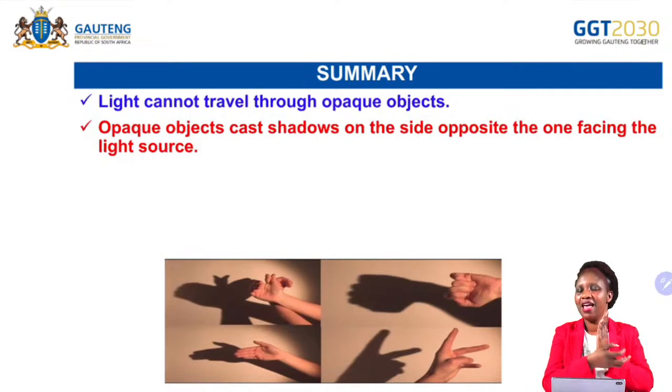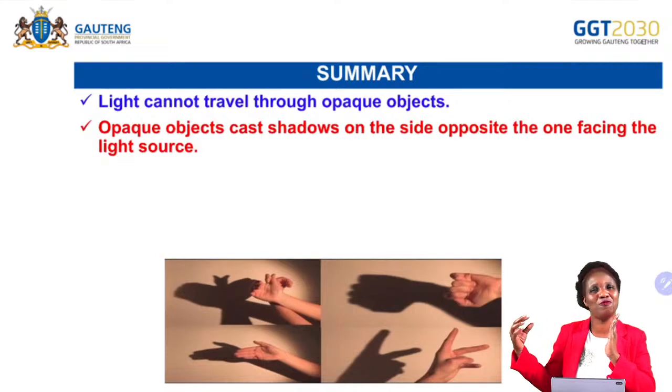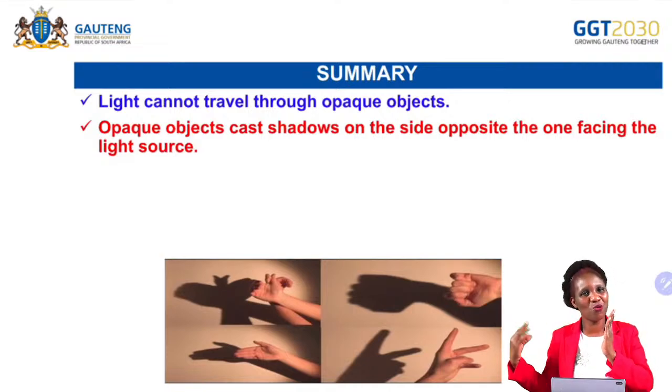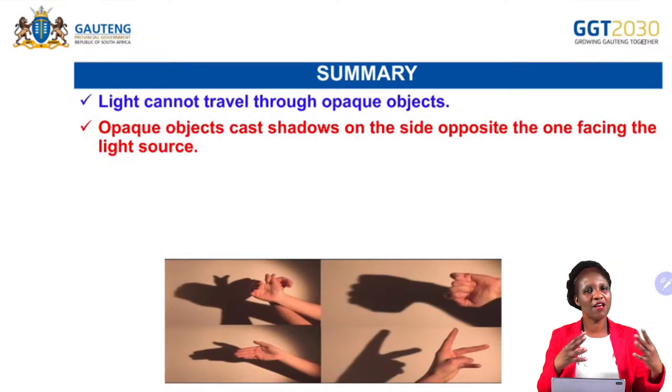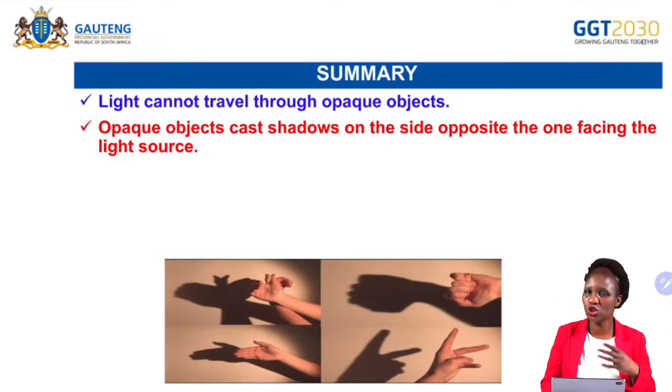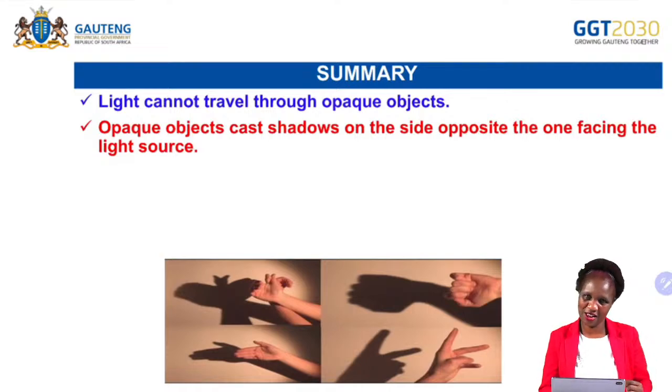And then if you move the light source away from the object, what's going to happen? You are going to see a faint shadow. It's going to appear small because the light source is further away. And then opaque objects cast shadows on the side opposite the one facing the what?